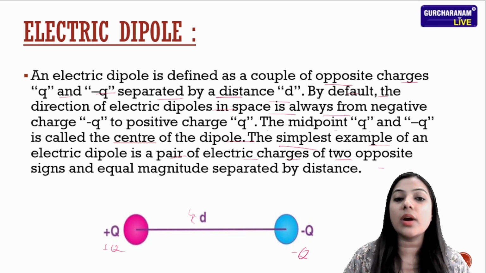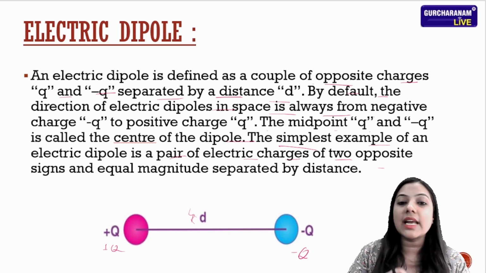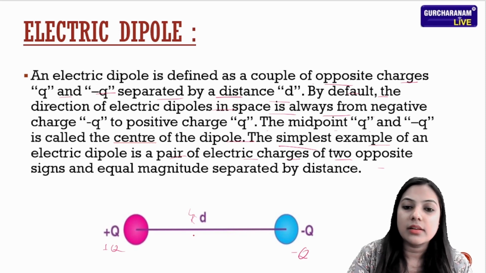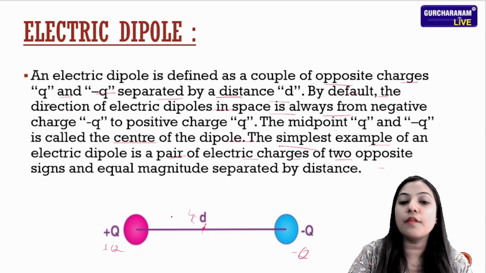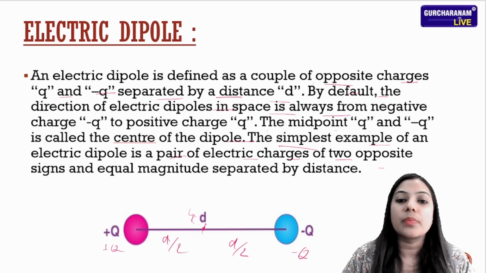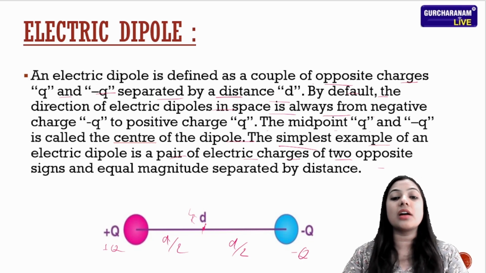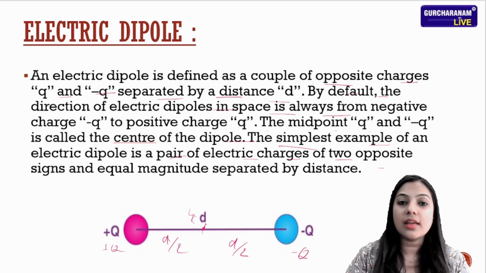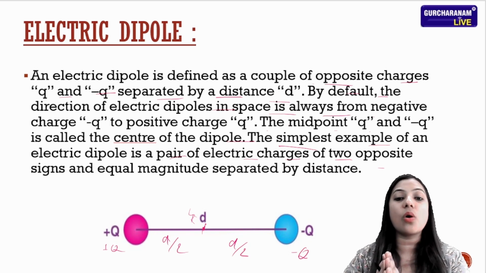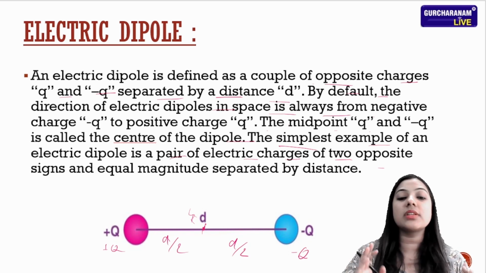The midpoint of q and minus q is called the center of the dipole. If the distance is d, we can say this is d by 2 and this is d by 2. The electric dipole is a pair of electric charges of two opposite signs and equal magnitude separated by a distance. Always remember, in an electric dipole, the magnitude of charges is always equal, but they are opposite in sign.